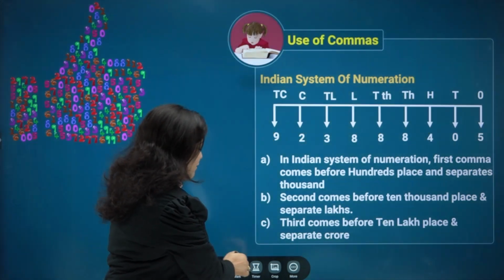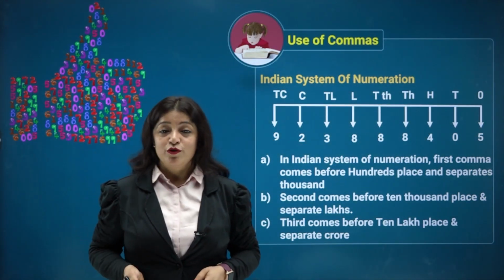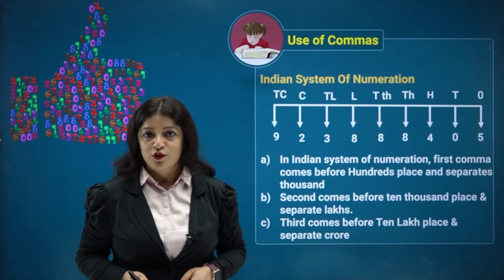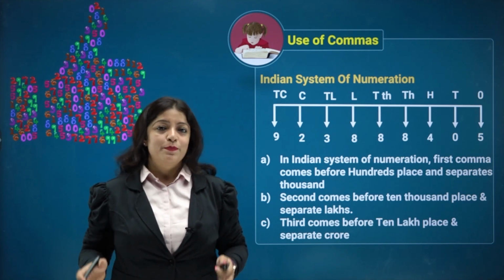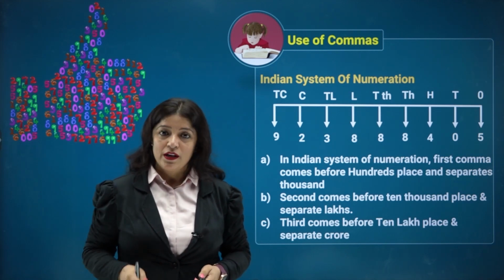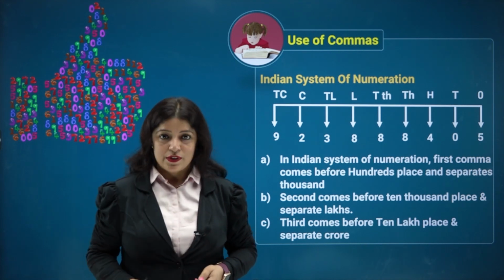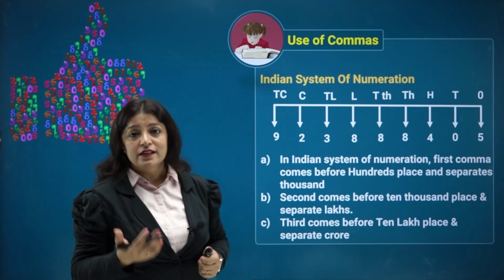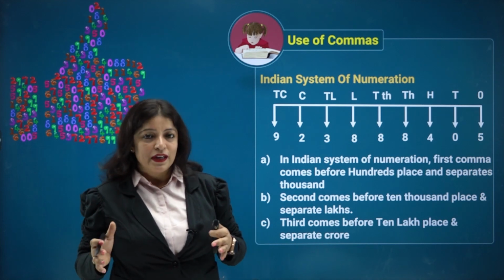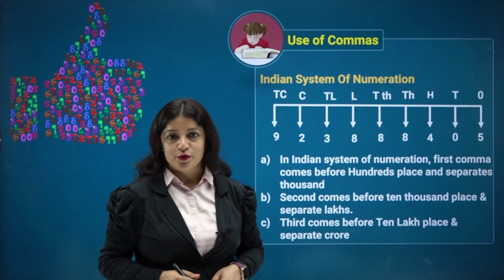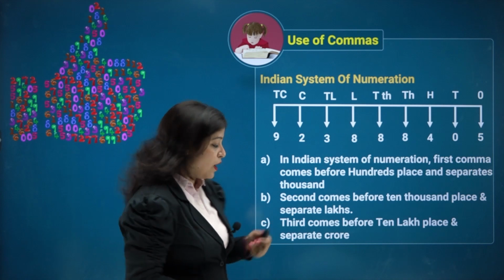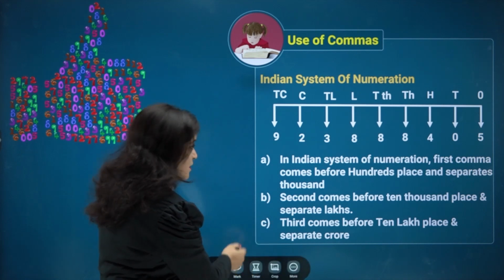Now, in the same way, there is another system of numeration, that is the international system of numeration. There we separate the numbers, we put a comma after every 3 digits. Because as we have seen the Indian system of numeration, there is a separate international system also. And in the international system, how do we write the number? Let me explain it in this only.